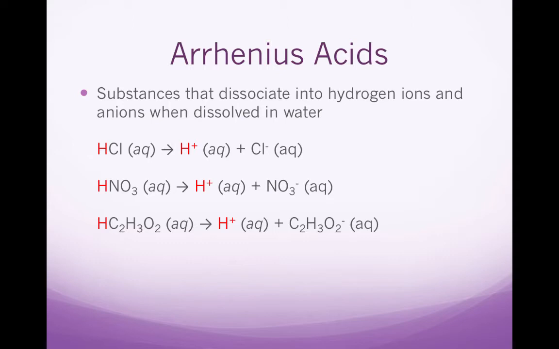So an Arrhenius acid is defined as a substance that dissociates into hydrogen ions, H+, and some anion when dissolved in water. So for example, hydrochloric acid will dissociate into H+ and Cl-. Nitric acid will dissociate into H+ and NO3-. Acetic acid will dissociate into H+ and the acetate ion.